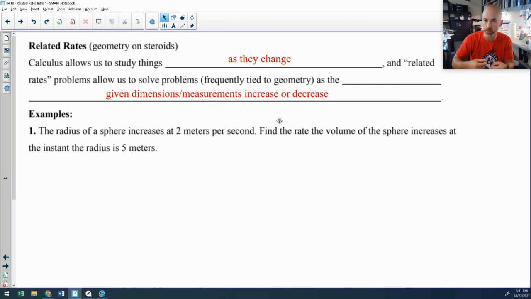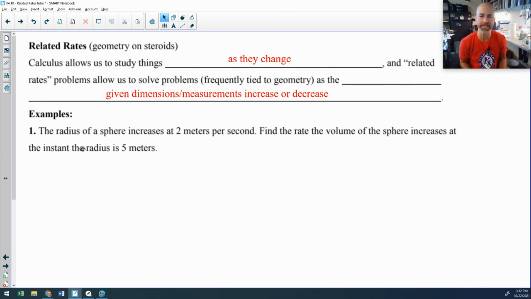So your sphere will no longer stay a sphere with a radius of 8. That radius could be increasing or it could be decreasing. You can think of it like a balloon that's being inflated. The radius of that balloon, assuming you can keep it a perfect sphere, would increase as you blow the balloon up. And that's kind of what I'm looking at here with this example. The radius of a sphere increases at 2 meters per second. Find the rate that the volume of the sphere increases at the instant the radius is 5 meters.